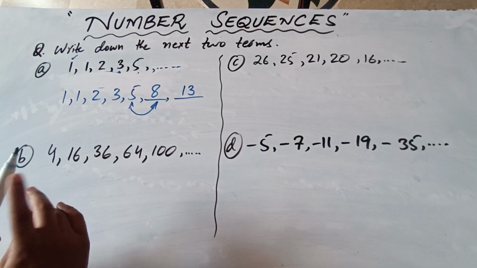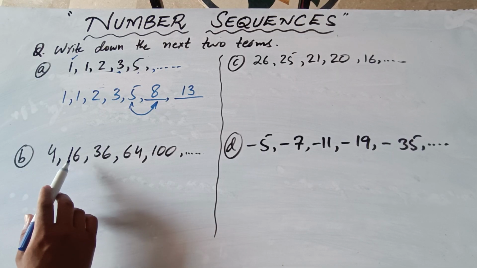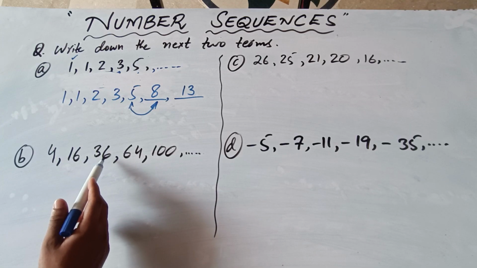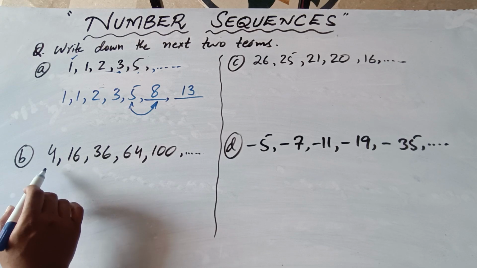Now let's look at over here. It's 4, then 16. So 4 4s are 16, 16 4s are 64, but not 36. Now let's look at over here very attentively.